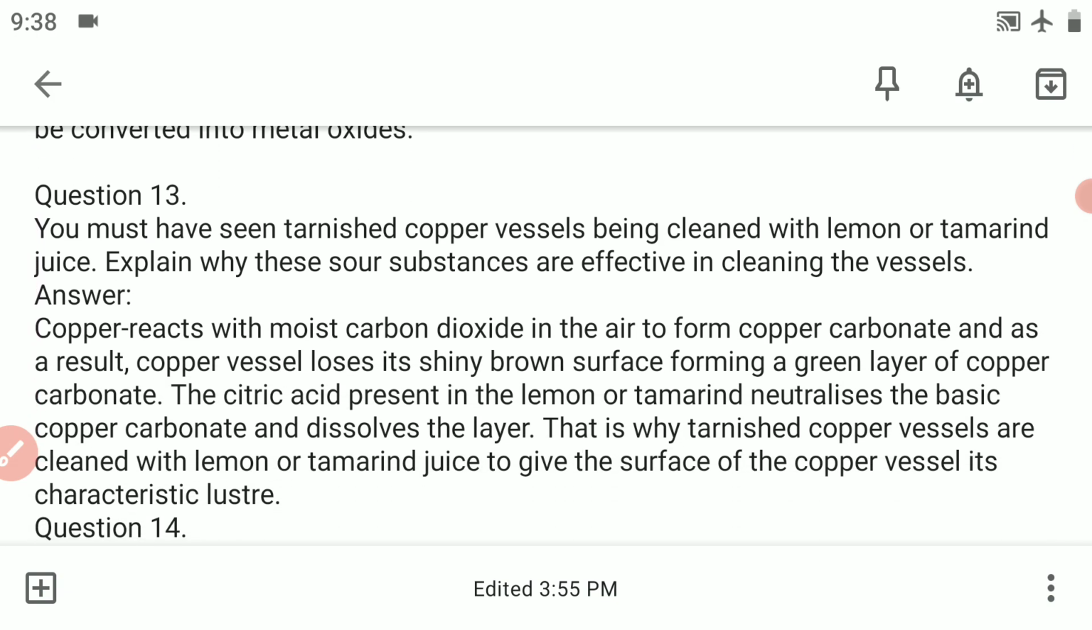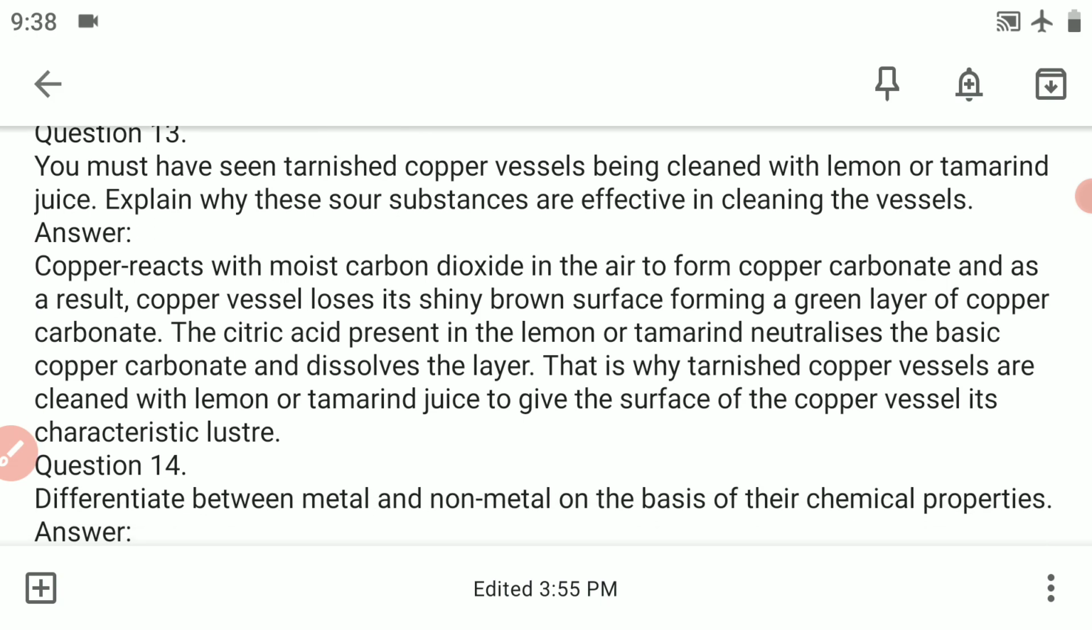Question number 13. You must have seen tarnished copper vessels being cleaned with lemon or tamarind juice. Explain why these sour substances are effective in cleaning the vessel.